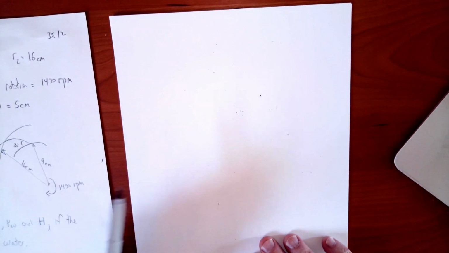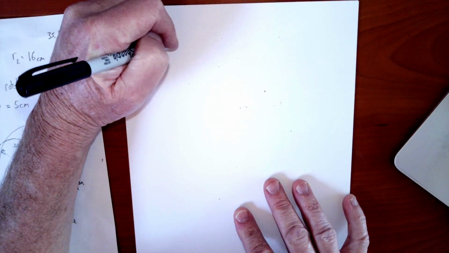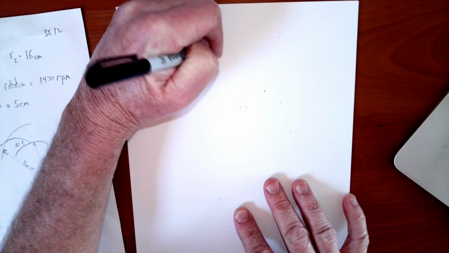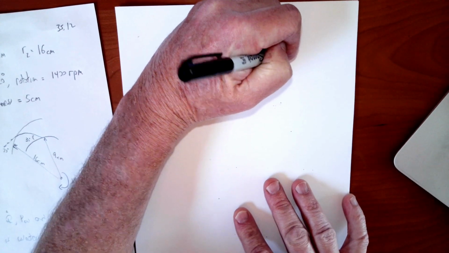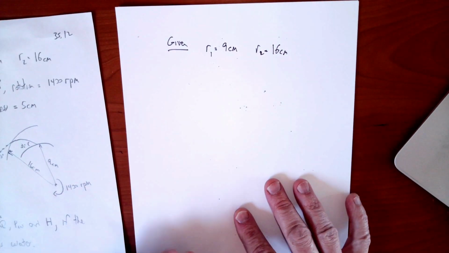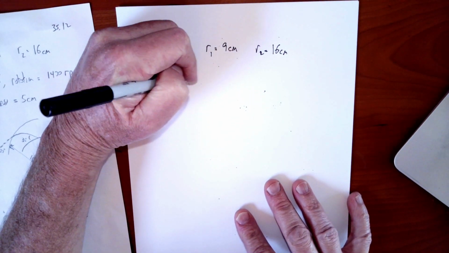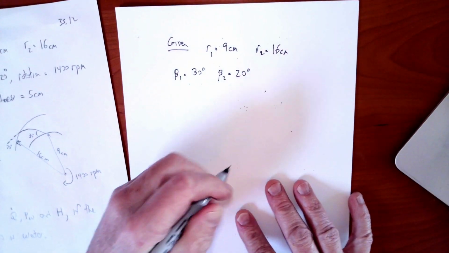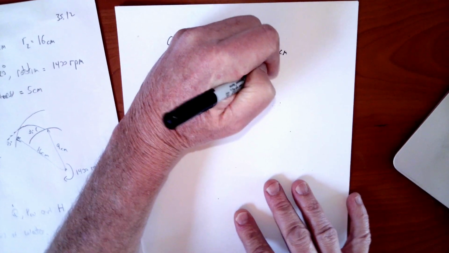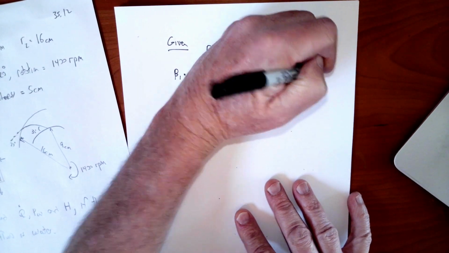So given all of those equations, let's take a look at an actual example. We'll give some specifications for a particular pump, and then we'll try to analyze it. Given these pump parameters, R1 will be equal to 9 centimeters, R2 is equal to 16 centimeters. These are the inner radius and outer radius where the blades are sweeping. The angle of the blades at the inlet is 30 degrees. The angle of the blades at the outlet is 20 degrees. The speed of rotation is 1400 rounds per minute.